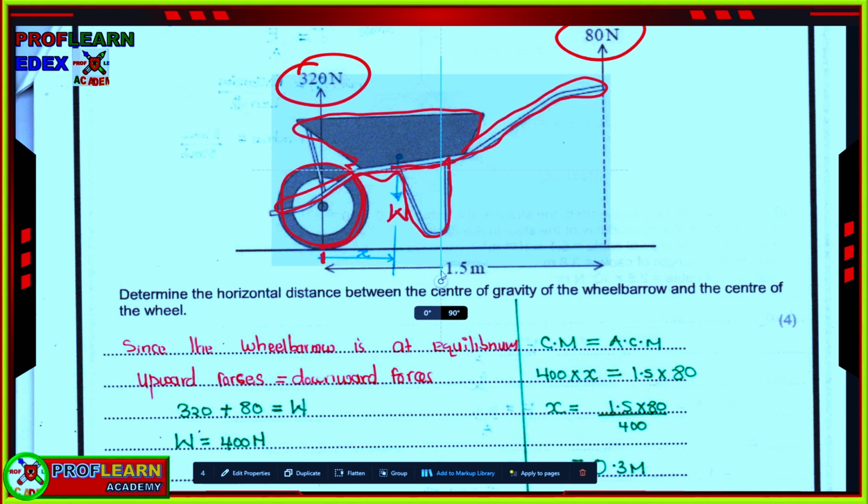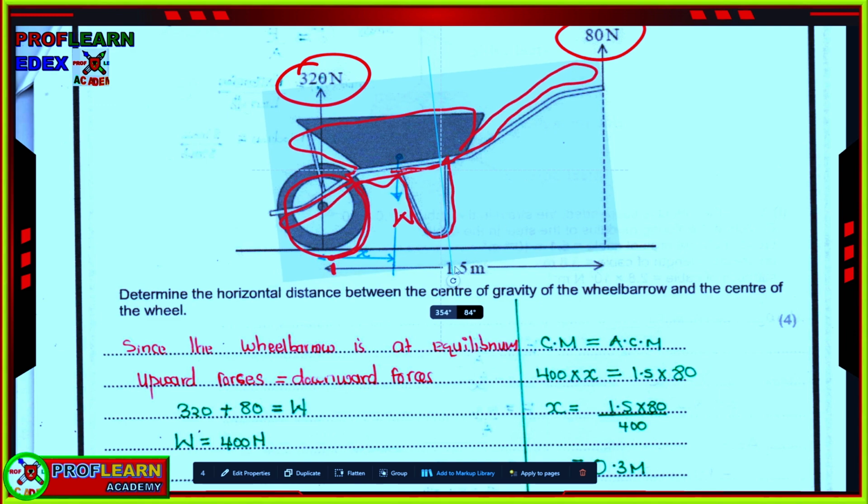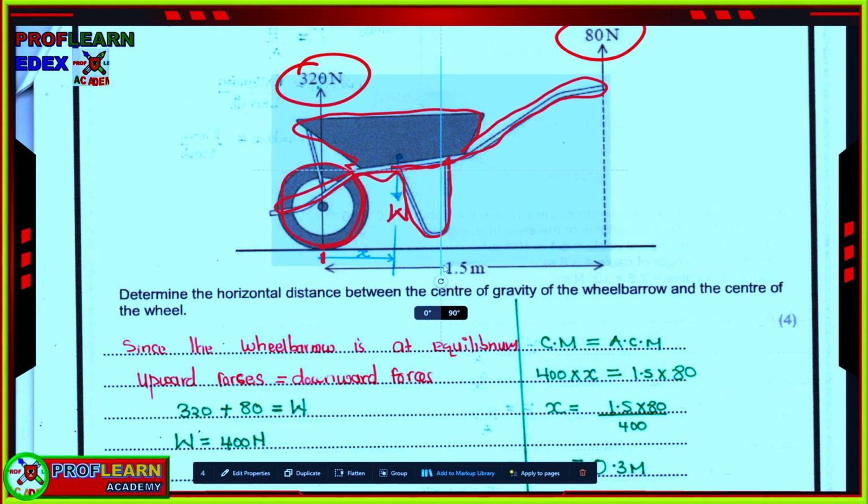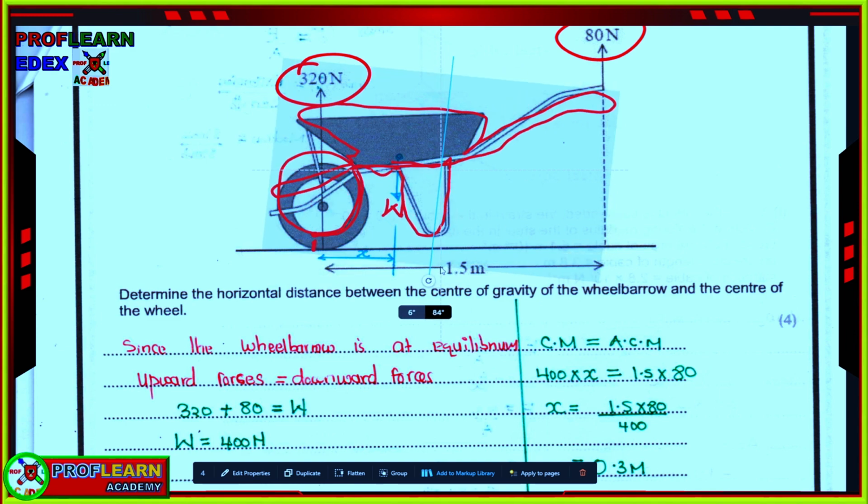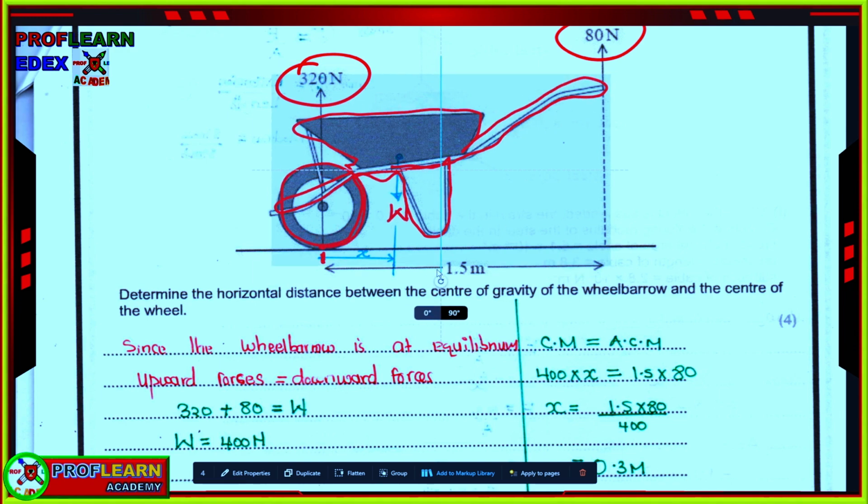The weight will cause a clockwise moment. The handle will be causing an anti-clockwise moment. And we can say clockwise moment is equal to anti-clockwise moment.